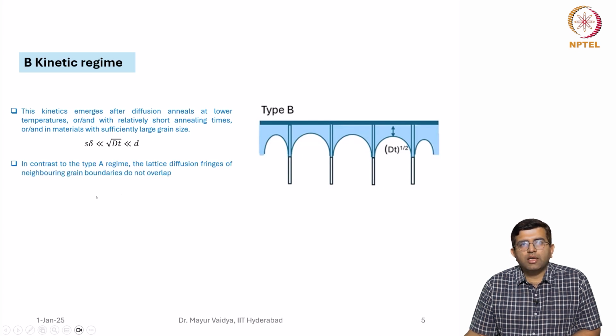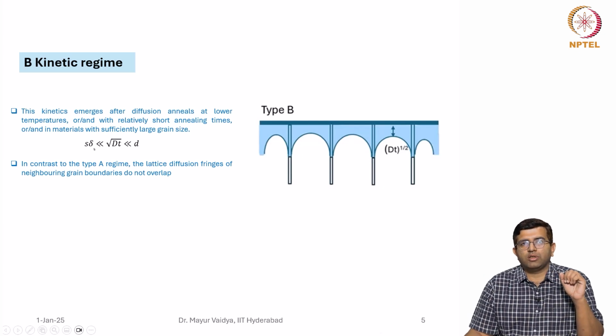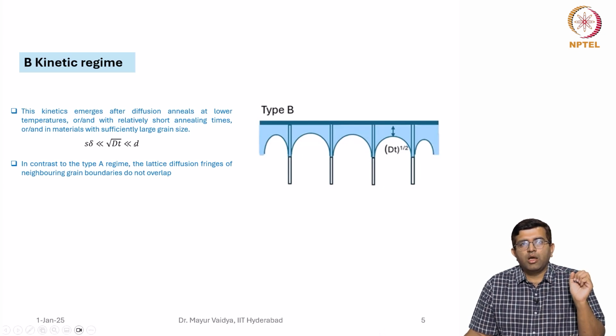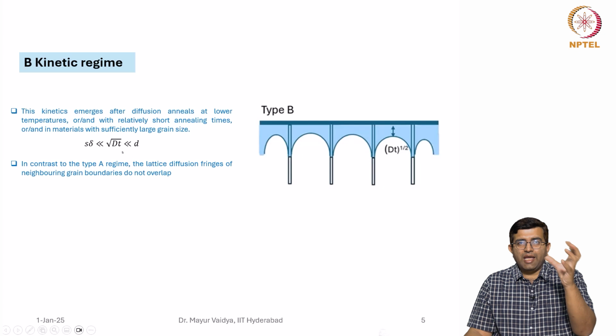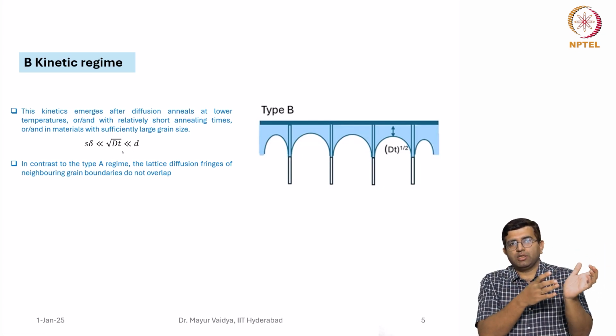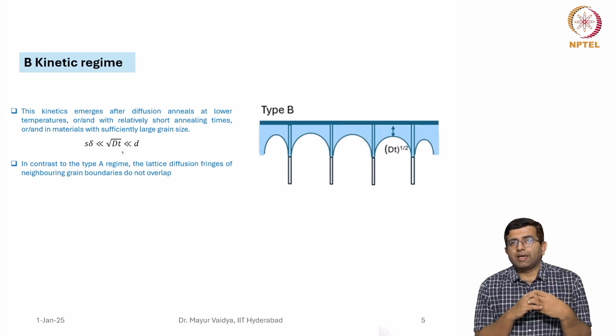This is observed when your root Dt is less than d, and it is still greater than your grain boundary width delta, which is approximately 0.5 nanometers. That is a widely accepted value. So, remember in the A kinetic regime, your root Dt was greater than the grain size d. Here, the root Dt is much less than your grain size.